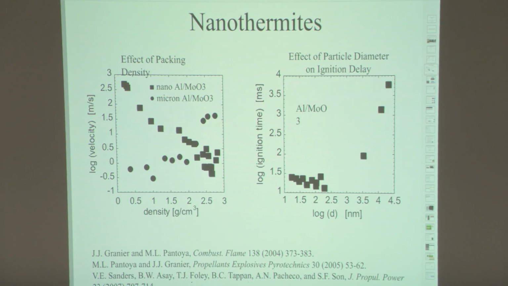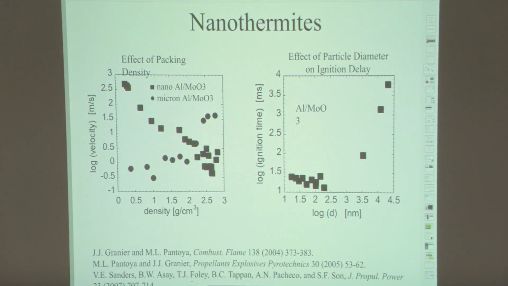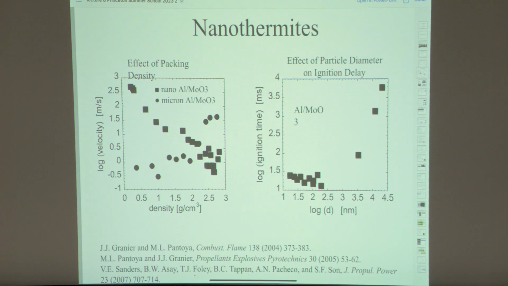However, if you look at the density, I showed you these powders were just put in that tube and ignited at one end. If you were to pack those powders to a higher density, then what you actually find is the propagation speed decreases for nanopowders, whereas it increases for micron powders that are pressed in a pellet.